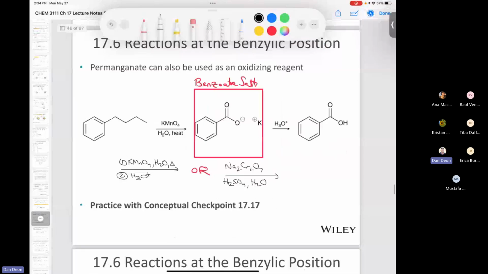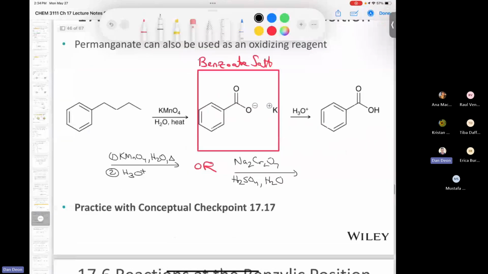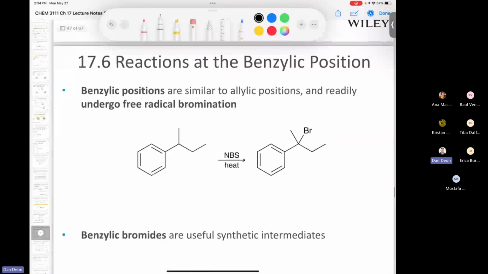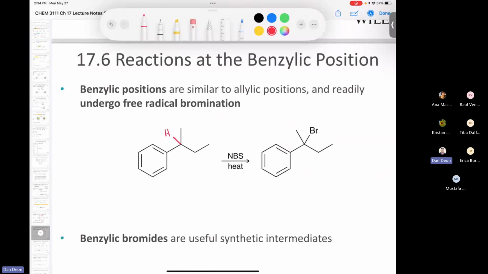All right. So benzylic positions are kind of like allylic positions that we looked at before in the class, where it can undergo a radical bromination. So if you have a benzylic proton, you can treat the compound with NBS, so that's N-bromosuccinimide, and heat, and that will brominate at the benzylic position.